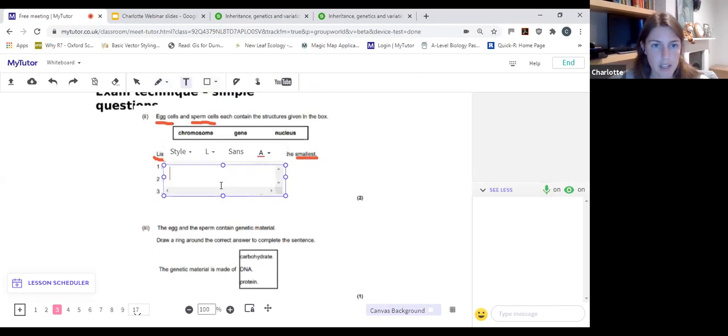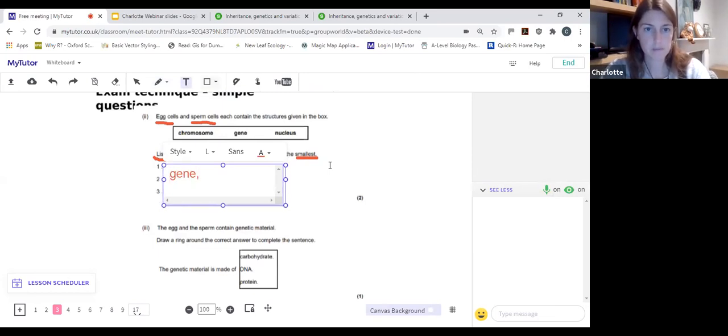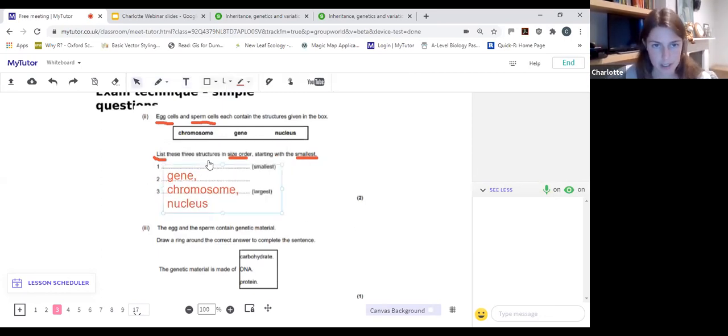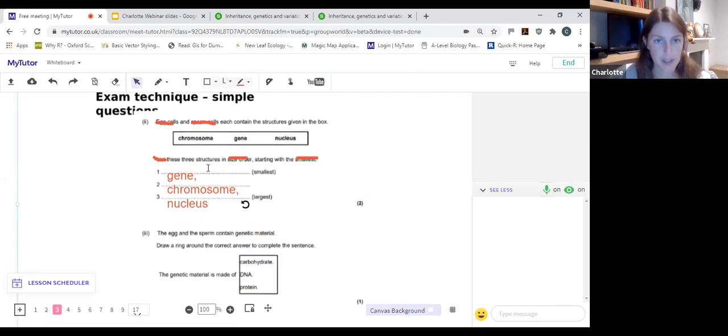I'm going to test my typing skills now. Starting with the smallest. So the smallest is gene, then chromosome, then nucleus. This probably won't quite fit, even if it doesn't quite sit on the lines there, but you get the idea.